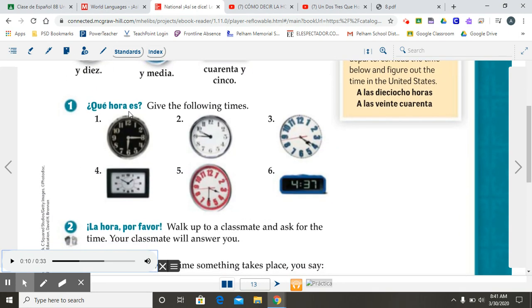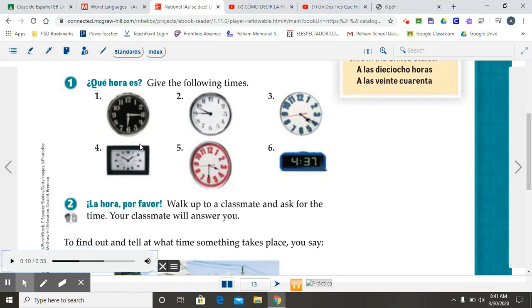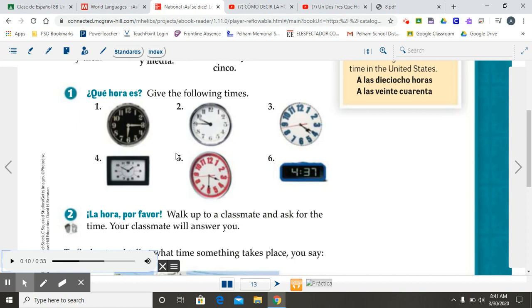Now it says, ¿Qué hora es? Give the following times. So what I'm going to do for this one is I'm going to let you try to give me the times, okay? If you had a hard time doing this one, you might have had to flip back to the other page to see the numbers again, all right? What I want you to do is try to at least find out the time or say the time, the real time today, okay? So at some point today, I want you to find a clock or just look at your phone and then try to say the time in Spanish, all right?